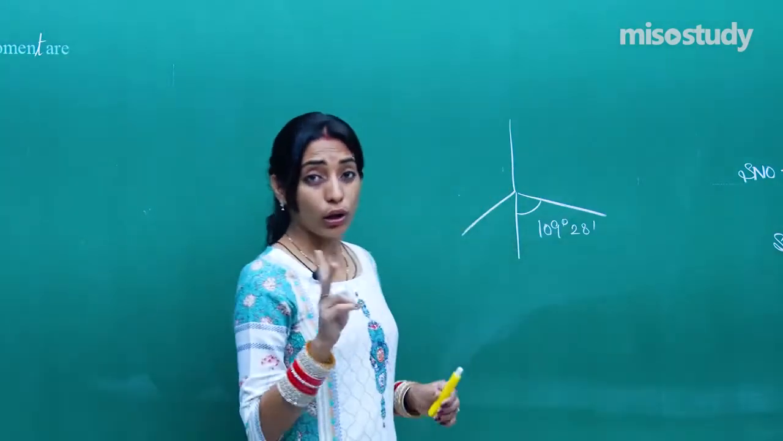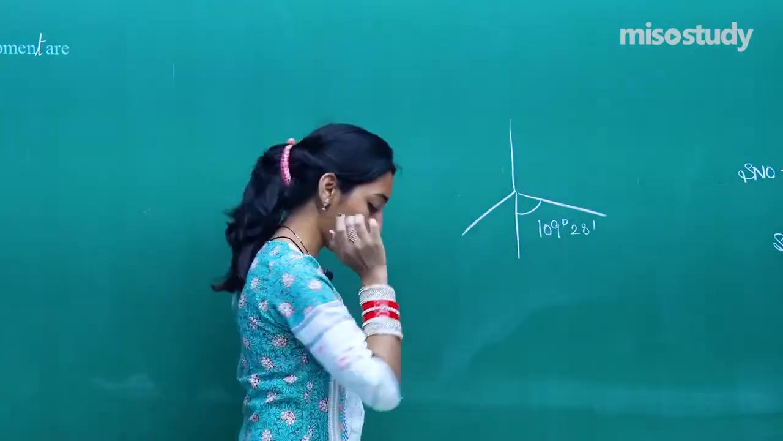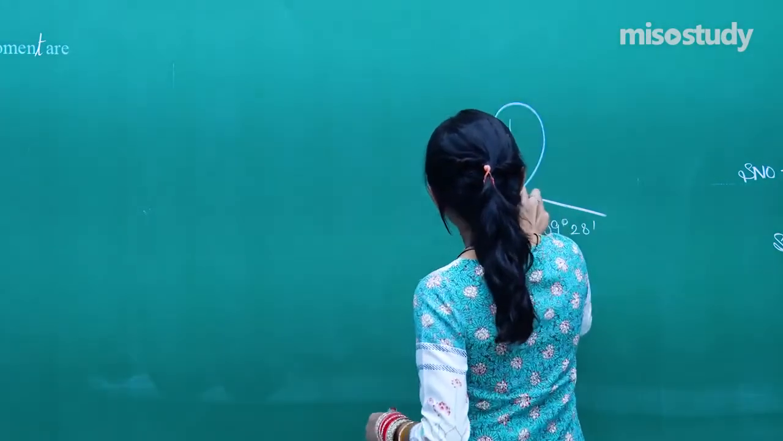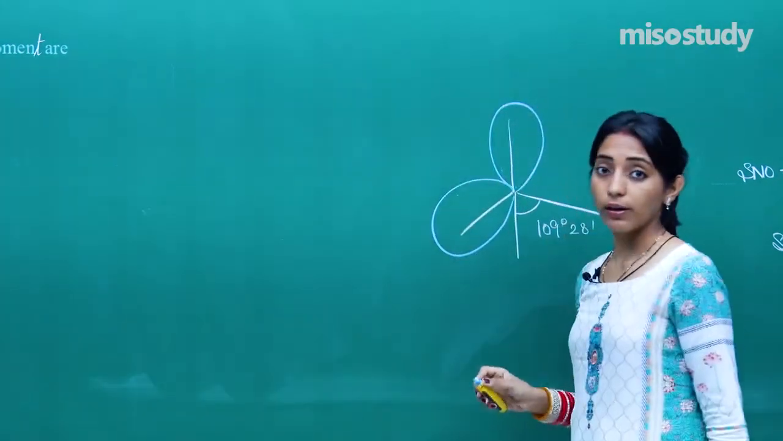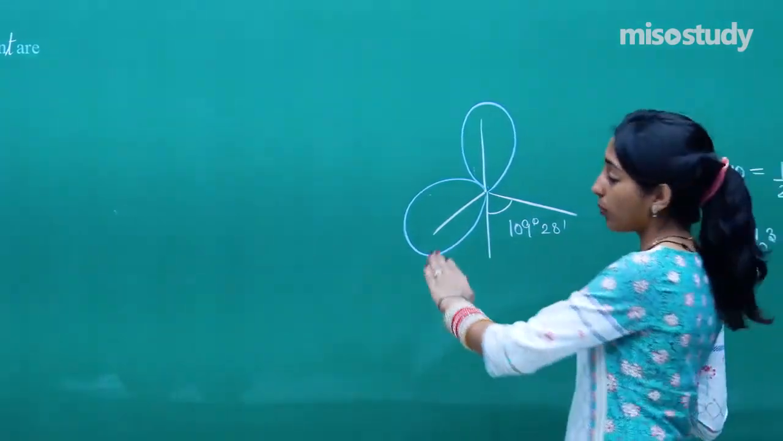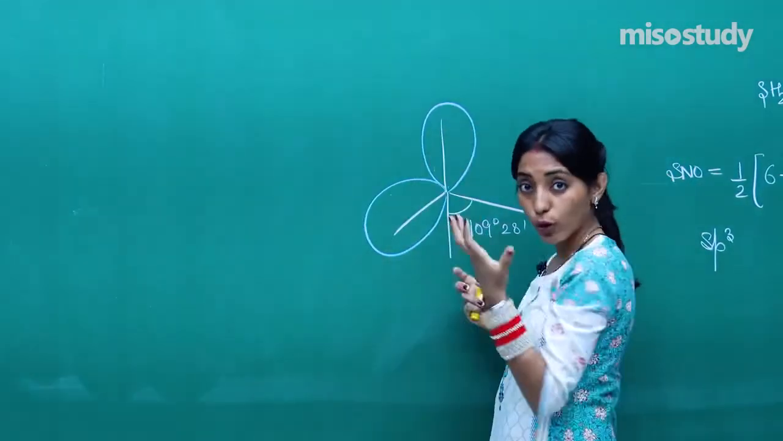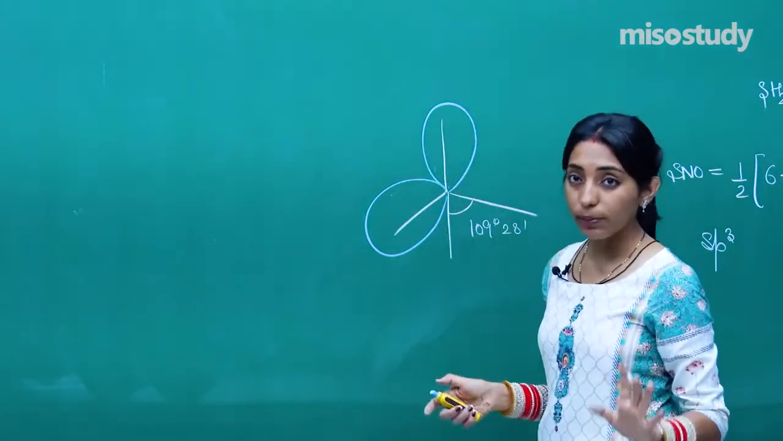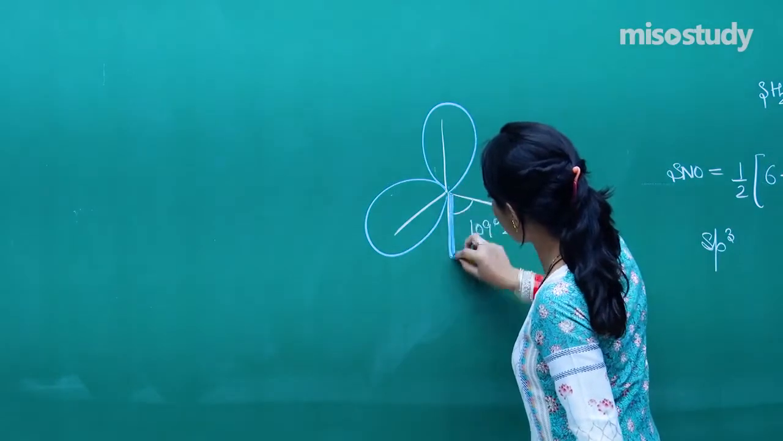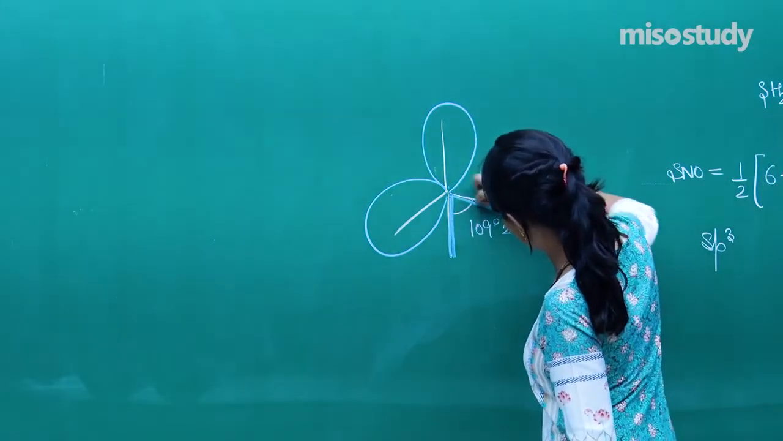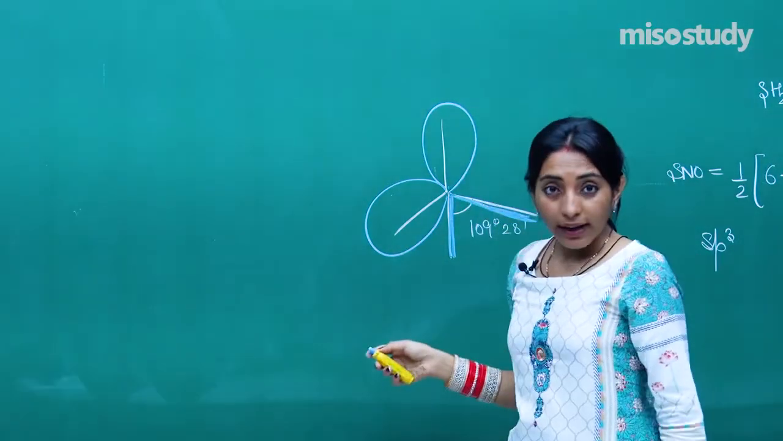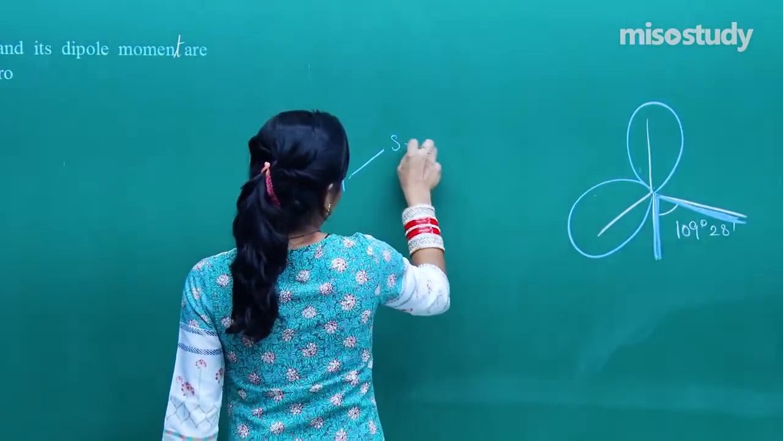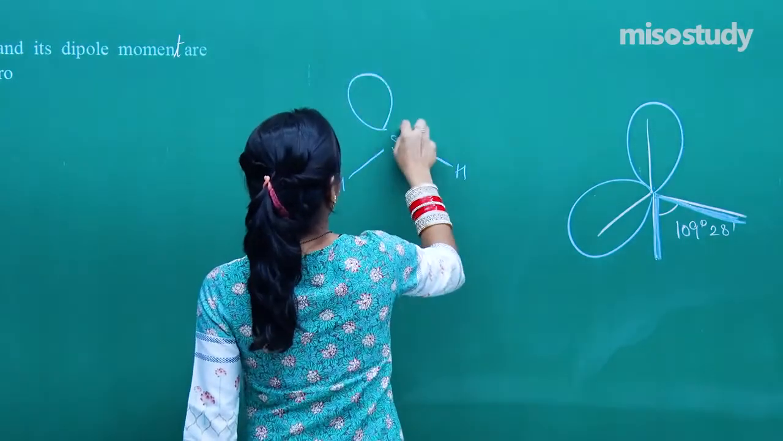But then 2 lone pairs are present. When 2 lone pairs are considered, one will come here, one will come here. Now if you click a picture, you won't be able to see the lone pairs. Lone pairs are ghost. You remember I told you in class, lone pairs are ghost. You won't be able to see them in a picture. The only thing that you can see is this.